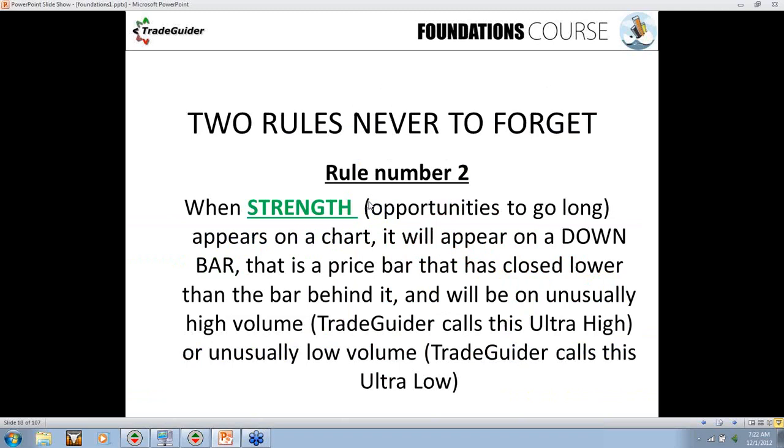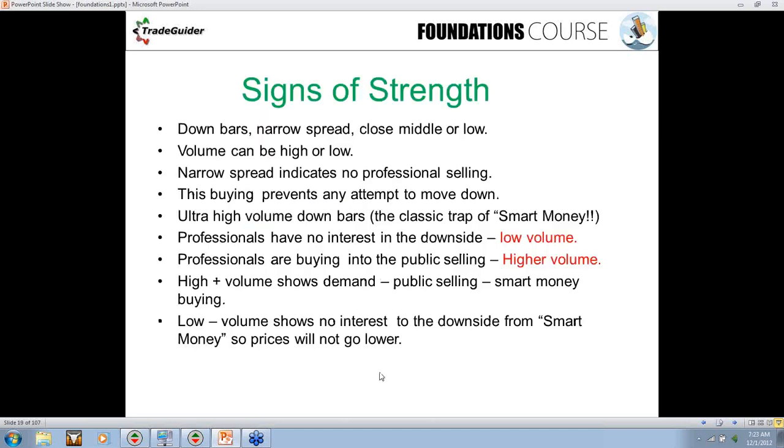So, number 2 then. When strength or opportunities to go long appear on a chart, that will happen on a down bar. That is a price bar that has closed lower than the bar behind it and will be on unusually high volume or, just like in the previous example, unusually low volume. So this is what defines signs of strength. They're down bars, most often.